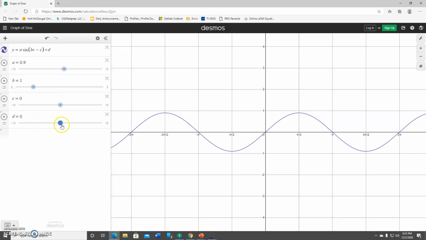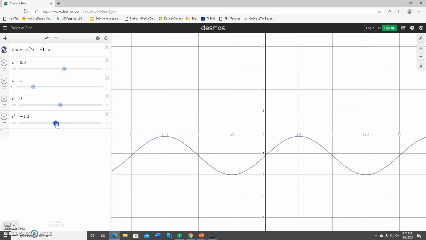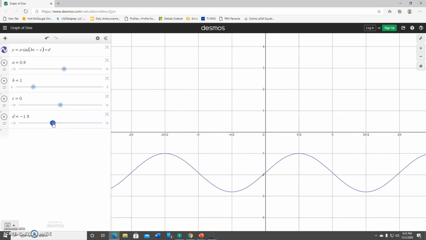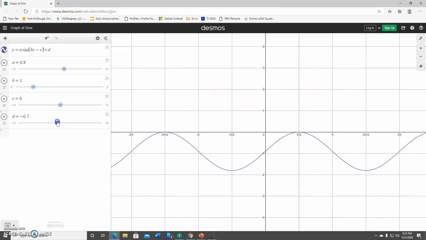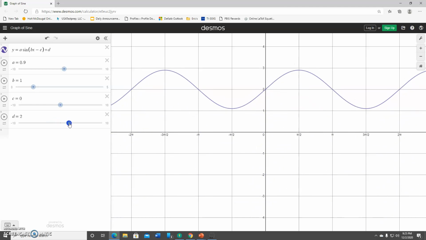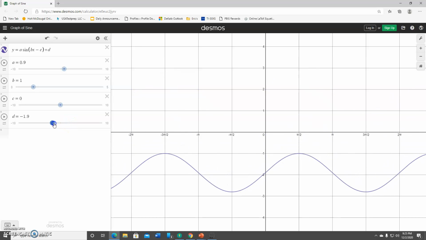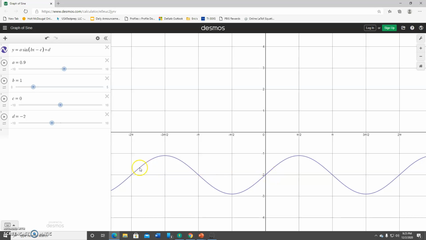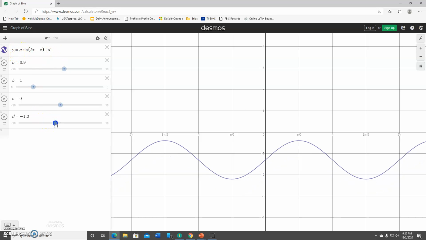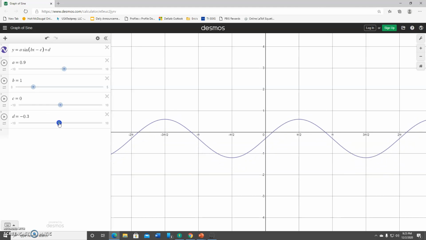I'm going to jump to D because D's a little easier to see. All right. As I move my D, it's simply moving up and down, up and down. Right now D is 2. That means my midline is at 2. If I come down to -2, I'm getting close. There we go. My midline is at -2. So right now we discover that the A represents our amplitude. The D is simply our midline. So I'll put it back at 0.